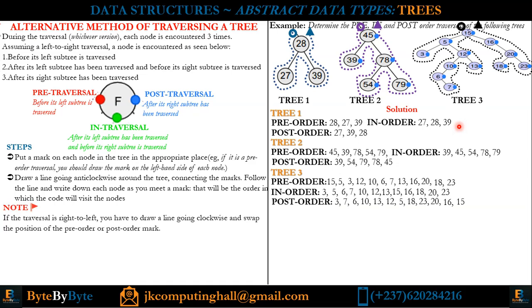But before that, note, if the traversal is right to left, you have to draw the line going clockwise and swap the position of the pre-order and post-order. So if you are traversing from right to left, then this will be my beginning, this will be my end, and I'm moving in a clockwise direction. And then this will be the point for pre-order, and this will be the point for post-order. But this is only in case you are traversing from right to left.